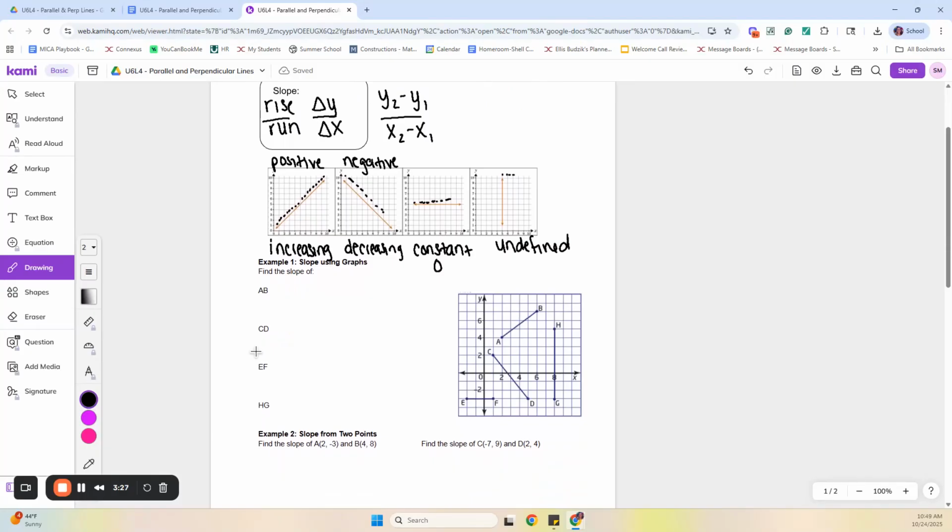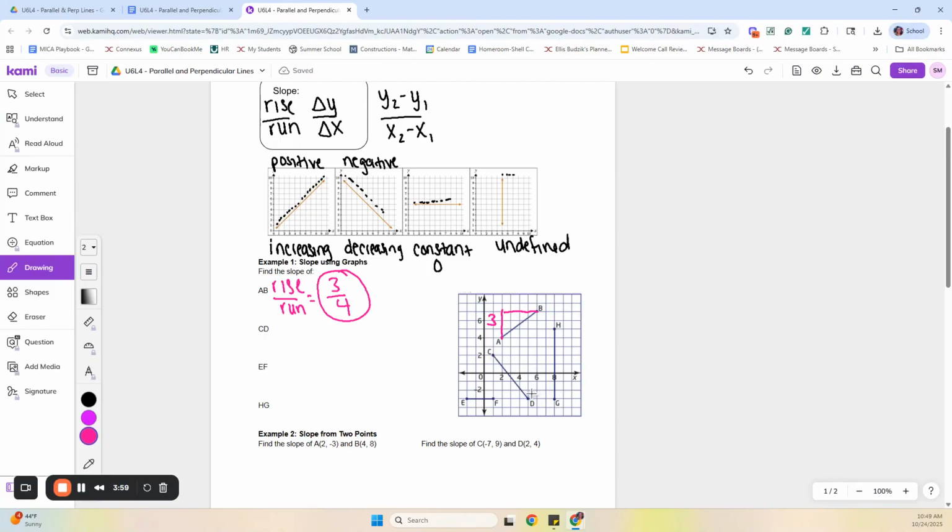Now, for example 1, when we're using our graphs to find the slope, I like to count, especially with graphs, just my rise over my run. So here, if I'm counting for A and B, I'm going to count my rise, which is 1, 2, 3. So I rose 3. So rise over run. So that was a rise of 3 and a run of 1, 2, 3, 4. So 3 out of 4 is my slope here.